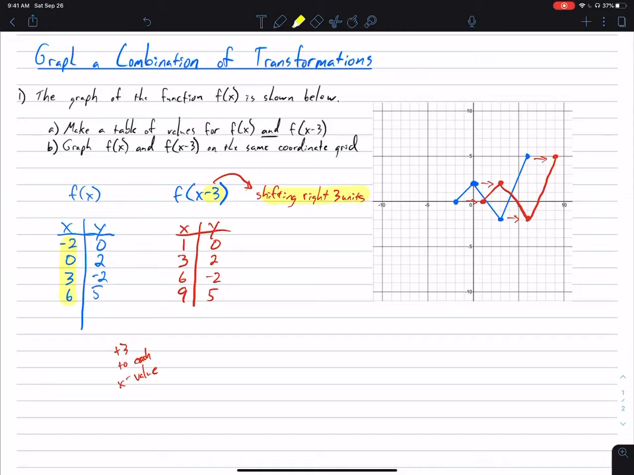So any examples you get like this, always ask yourself, all right, what's changing, x or y, and in which direction is it going? Should I be adding or subtracting to my values? Once you figure that out, then these become pretty easy.